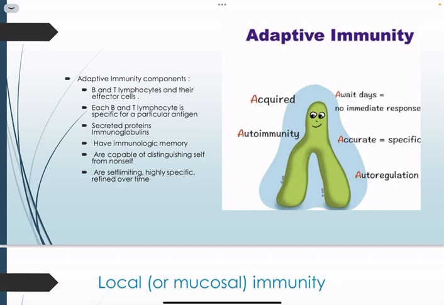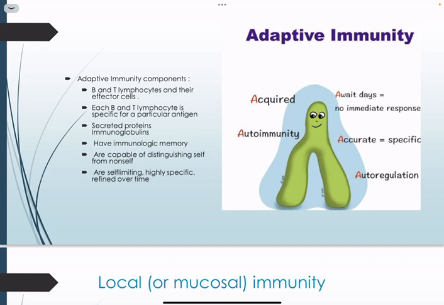There's no such thing as an immediate adaptive response, okay? And it's accurate, it's very specific. So imagine how many millions, maybe billions of pathogens are around you. As such, there are millions and billions of specific B and T cells. Each pathogen has a very specific cell to interact with, a very, very specific receptor on the surface of these adaptive immune system cells, okay? So things don't work haphazardly. Everything is specific, everything is regulated, and it's extremely accurate.